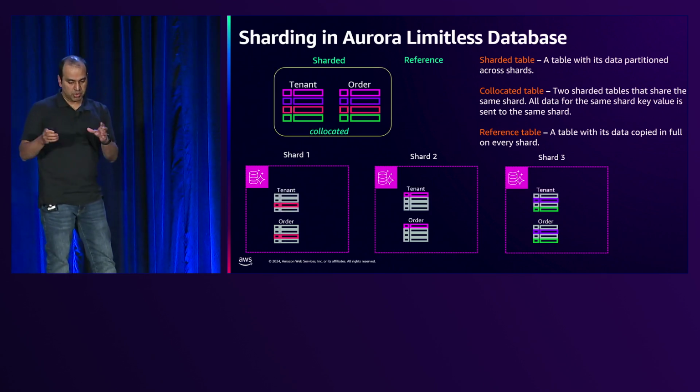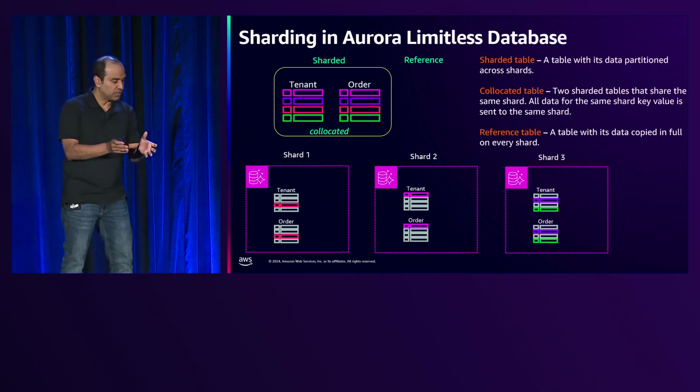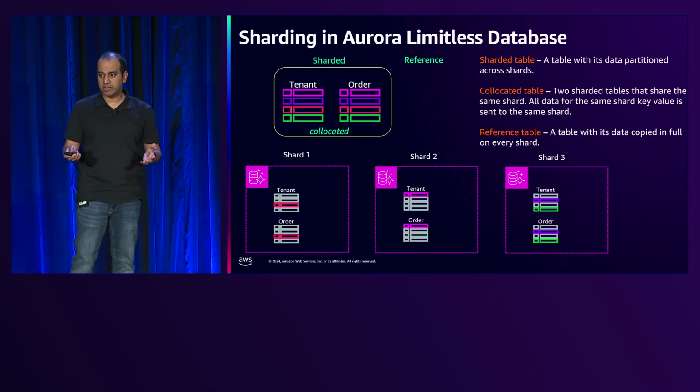Limitless database would place the partitions in the different shards. And you can see that we are calling that a co-located table, right? So a co-located table is 2 sharded tables that share the same shard. And the beauty of this is all the data for the same shard key value would be sent to the same shard, which means in a multi-tenant environment, you can see how this is useful, right? So you get that isolation and the segregation of data that you're looking for. And from a performance standpoint, this works great, right? Because data that are related for a particular tenant is on the same shard.